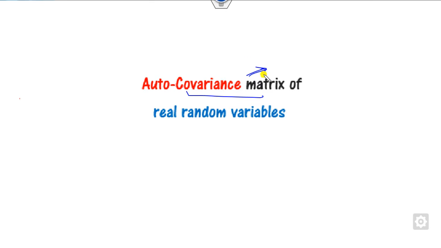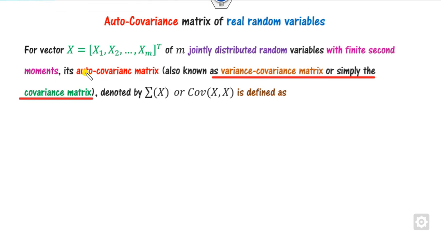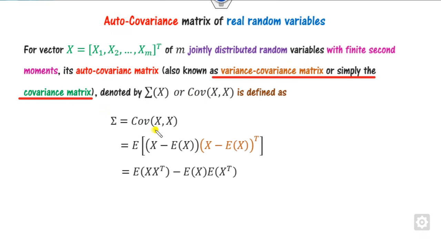What is a covariance matrix? It is when you consider more than two random variables, like this. When you consider m jointly distributed random variables with finite second order moments, then we can define the autocovariance matrix, also called the variance-covariance matrix, or simply the covariance matrix. It is denoted by sigma. This is read as sigma, or called the covariance of x comma x, which is defined like here. This is the definition. Since it consists of n vectors, we can use a transpose of that. So it is nothing but x transpose of that.